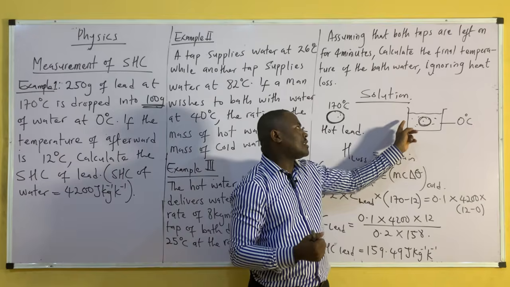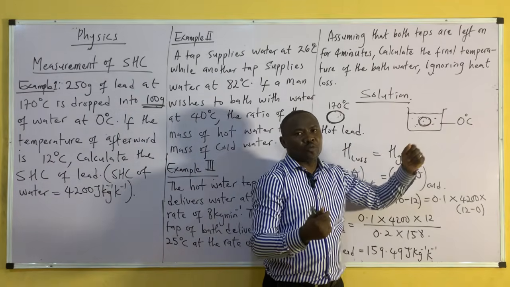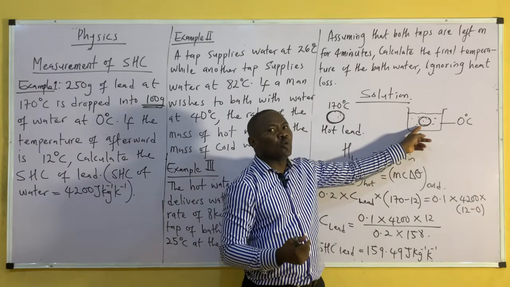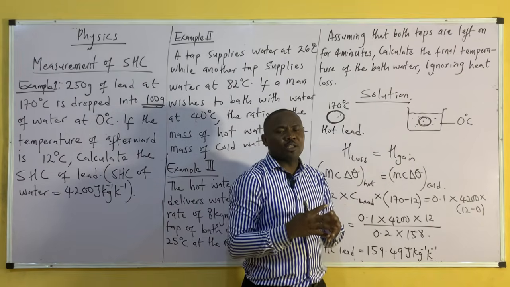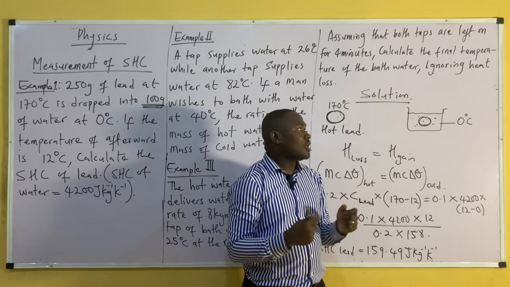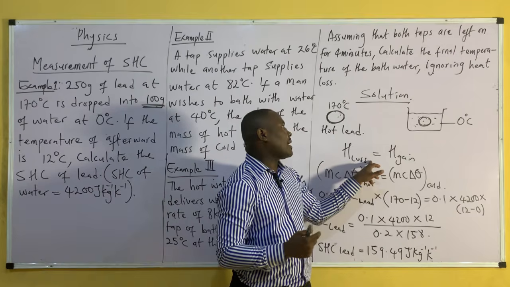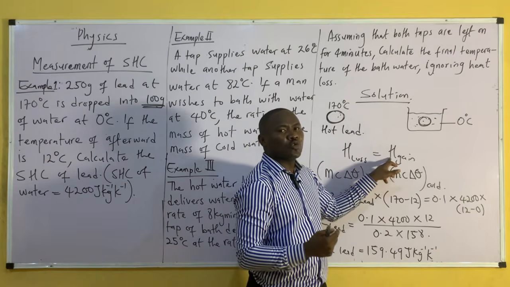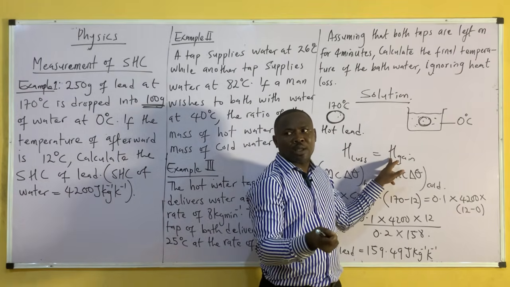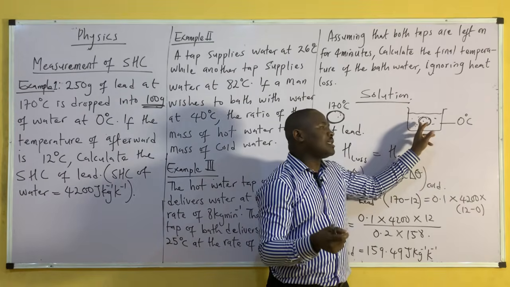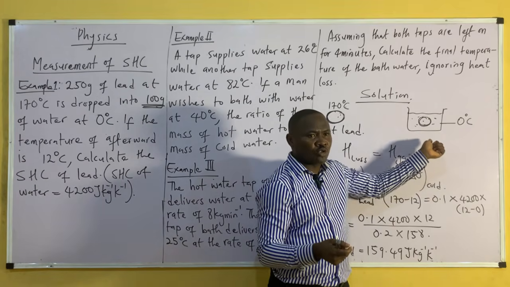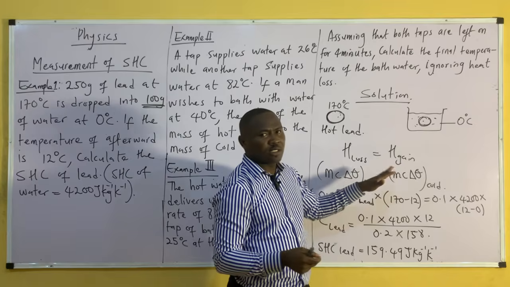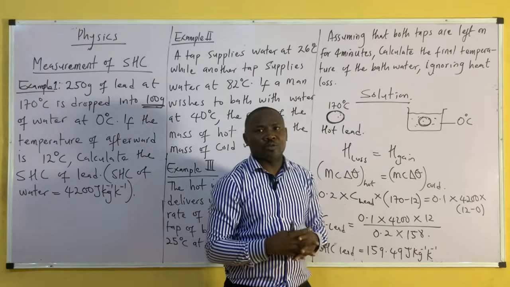But if this is a container that does not absorb heat, then it will only be the water that will gain heat. But if the container is a container that will absorb heat, then heat loss by lead is equal to heat gain by the water plus the heat gain by the container. I will show you a question as regards this soon after our examples. Thank you. Now let's see question number 2.